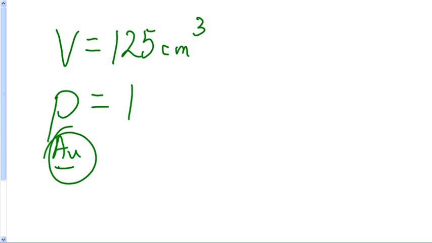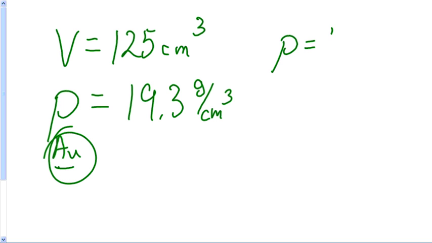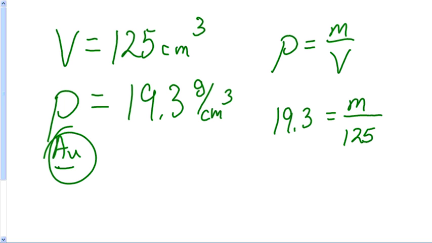Anyway, the density of gold is 19.3 grams per centimeter cubed. Gold is incredibly dense. It's very heavy. Water has a density of 1. So that means gold is 19 times heavier than water, which is why gold would sink in water for that matter. But anyway, the formula is density equals mass over volume. Now, all I've got to do is write 19.3 equals mass over 125. Now, what I'd like to know from y'all mathematically is, how do I finish this?